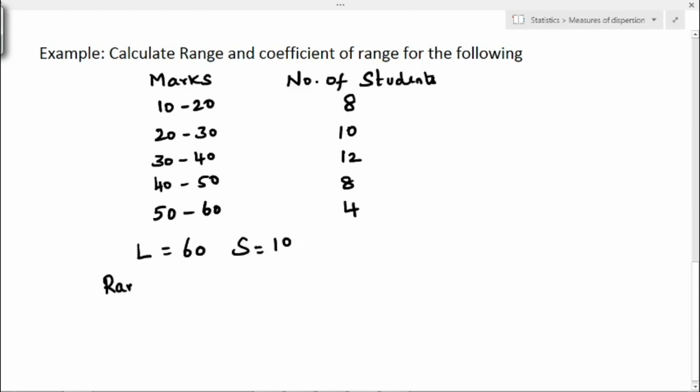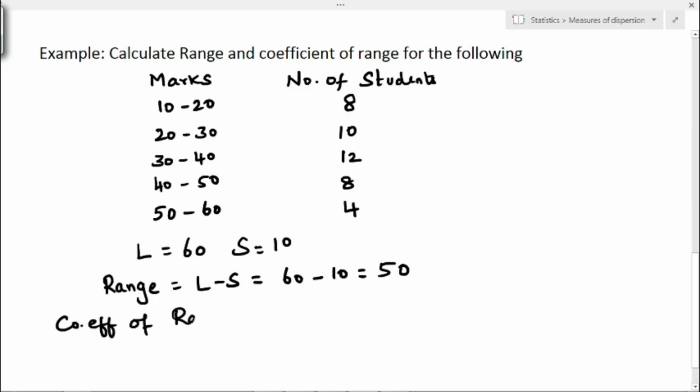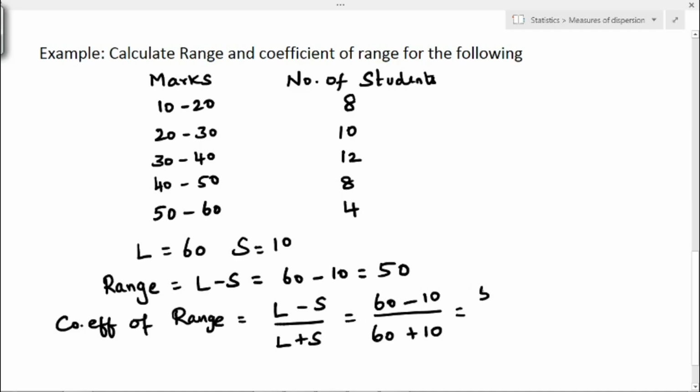So first formula for range equal to L minus S. So that is 60 minus 10. So answer is 50. So range value is 50. Next, coefficient of range. So formula for coefficient of range is L minus S divided by L plus S. So that is 60 minus 10 divided by 60 plus 10. So if you subtract, you will get 50 divided by, if you add, you will get 70. So 50 divided by 70 value is 0.714. So this is the value of coefficient of range.